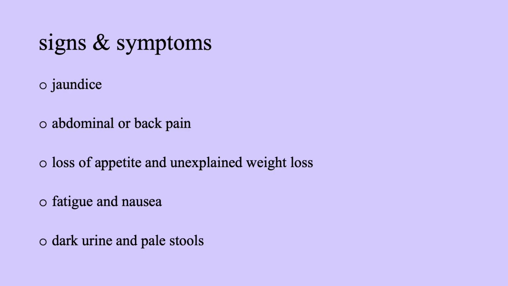Okay, so further on to signs and symptoms. As I've said many times, these early stages are often asymptomatic, which just means that signs and symptoms aren't present. They are absent, so it's harder to detect. But these signs and symptoms consist of jaundice, abdominal or back pain, loss of appetite and unexplained weight loss, fatigue and nausea, dark urine and pale stools, which could just be a change in bowel movement or excretion, and it can also lead to new onset diabetes as well.